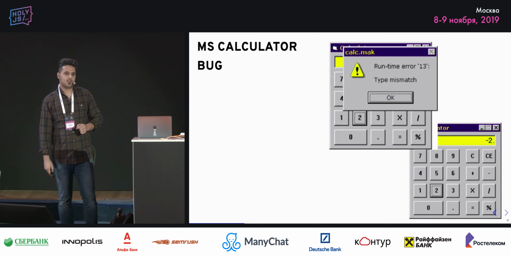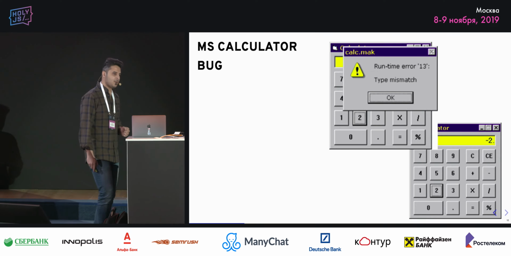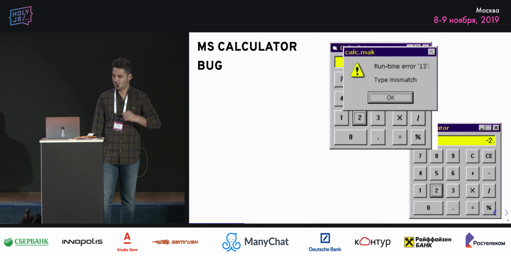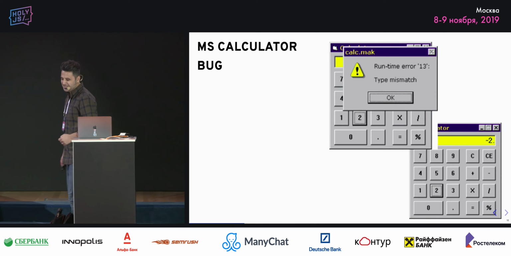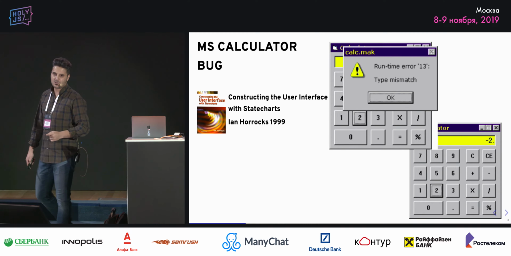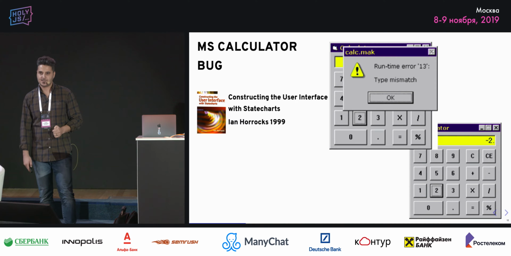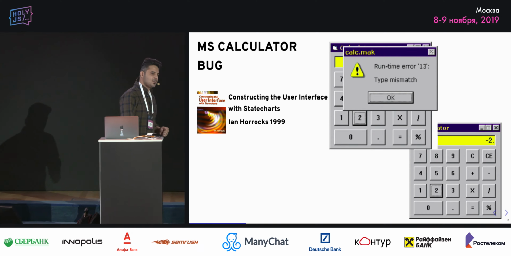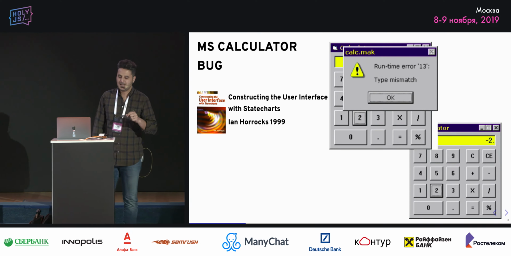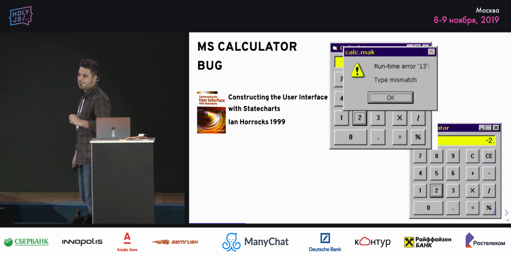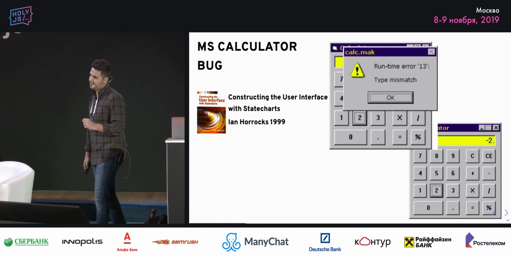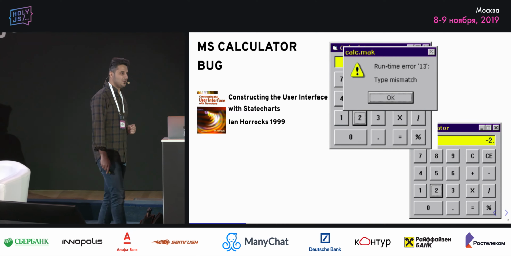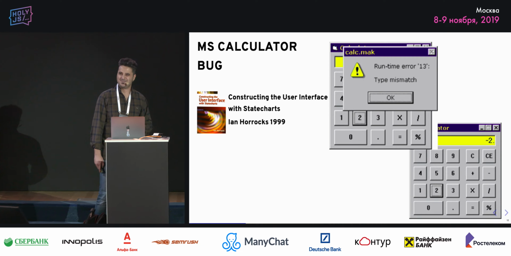For the second example in the history, we can take a look at the experiment of Ian Horrocks, or I'm really sorry if I'm pronouncing the name wrong, Mr. Horrocks. He's the author of a great book called Constructing User Interfaces with Statecharts. Back in 1992, he talks about an experiment in this book where he spent almost 10 minutes with the first prototypes of the Microsoft Calculator program that was shipped with Windows, and he managed to produce a lot of runtime logical errors.